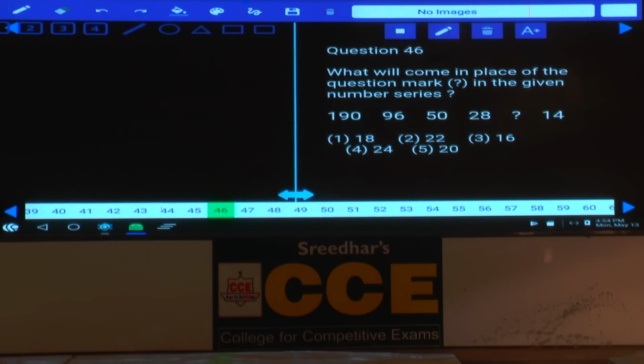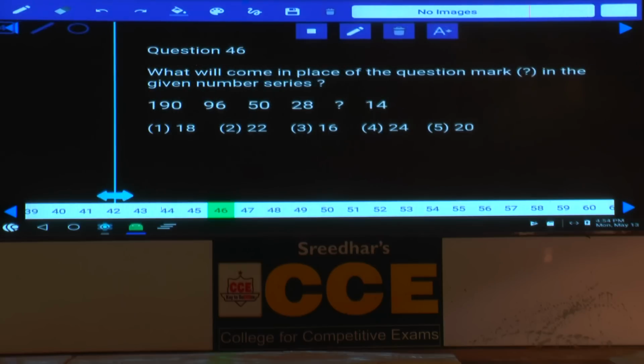Question number 46, please. Now the numbers are in the decreasing order. Whenever the numbers are in the decreasing order, we should always start in the reverse order, isn't it? What is the difference here? 50 and 96 can be written as 50 into 2, 100 minus 4 is 96, 96 into 2, 192 minus 2, and here 28 into 2, 56 minus 6, into 2 minus 2, into 2 minus 4, into 2 minus 6. Next one, this is into 2 minus 8, this is into 2 minus 10. Now into 2 minus 10, 28 minus 10, that is 18, choice 1, and 18 into 2 minus 8, that will be 28. Clear now?